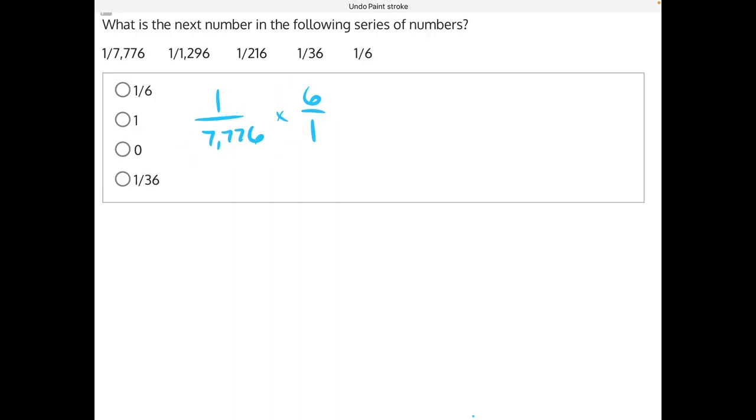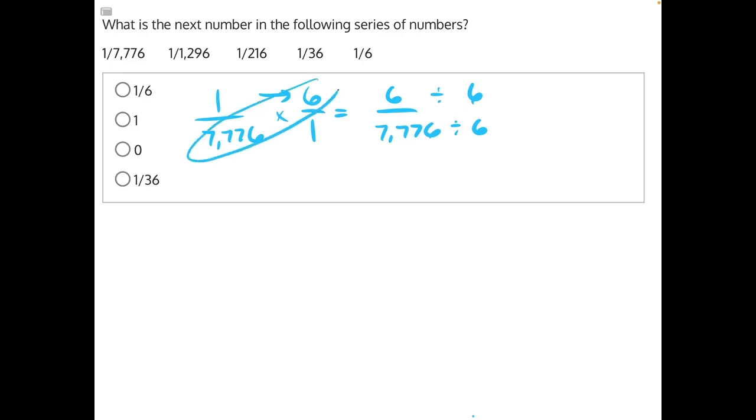play. Because once we multiply these straight through, 6 times 1 is 6, and 7,776 times 1 is just itself. And then we would factor out the greatest common factor of 6, but you can do that a step early. You can look diagonally here and factor out the greatest common factor of 6, leaving 1 and 1,296, which gives us the overall result of 1 over 1,296. Then the same thing happens again.